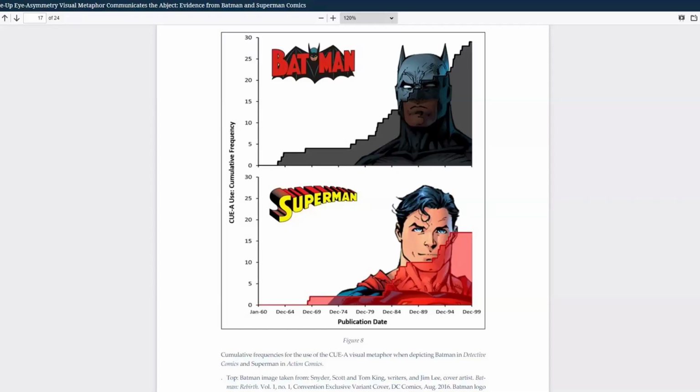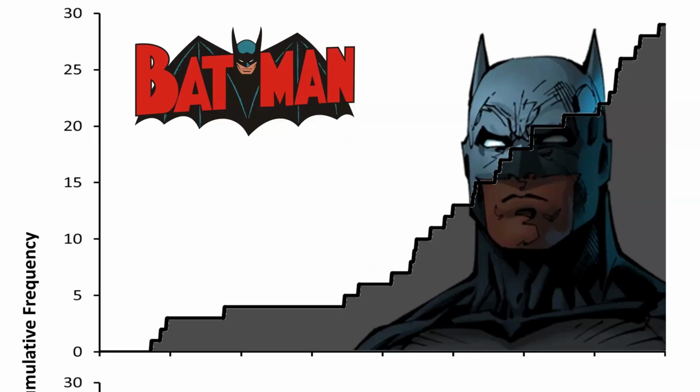And what we have here is, on the x-axis, the publication date. So that is basically on the left the earliest publications, and on the right the latest publications. And then the y-axis is just the cumulative amount of covers. So how many covers by 1970 did I find that had Batman depicted with close-up eye asymmetry? How many covers by 1980 did I find? So it's a cumulative line that just keeps going up, up, and up. So that was Batman's line.